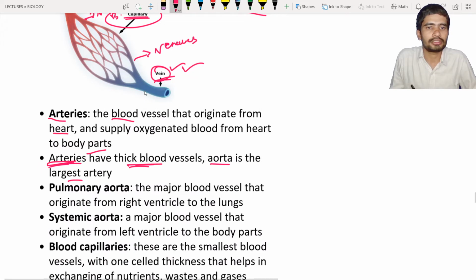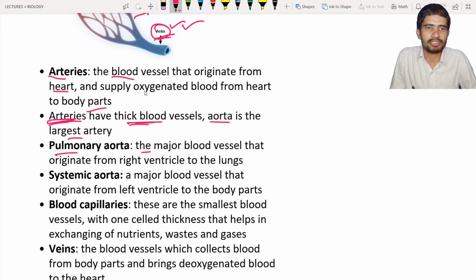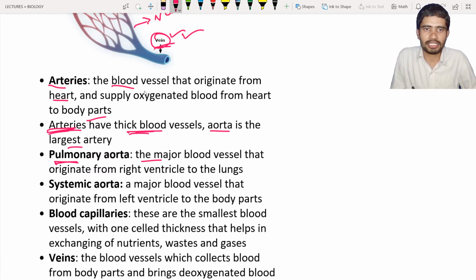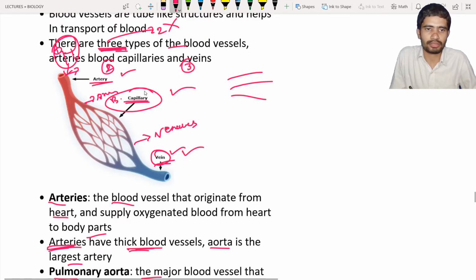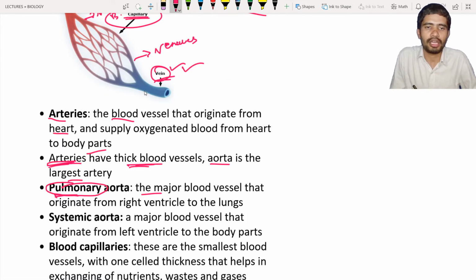And the pulmonary aorta. It is also a major blood vessel, and we have to discuss it now. The pulmonary aorta is the major blood vessel that originates from the right ventricle. Here you can see the right ventricle. From this right ventricle the pulmonary artery is going to come out, and the blood will be supplied to the right and left lungs. The word pulmonary refers to the lungs, and aorta means an artery. So the pulmonary aorta is a major blood vessel that will carry deoxygenated blood from the right ventricle to the lungs.